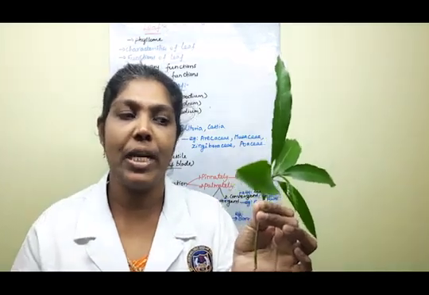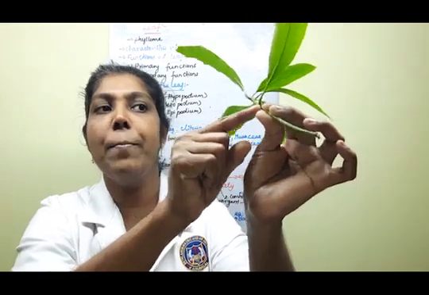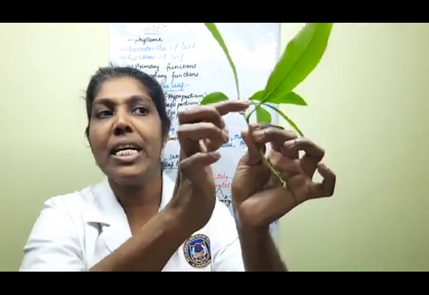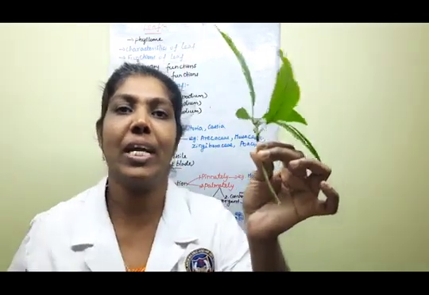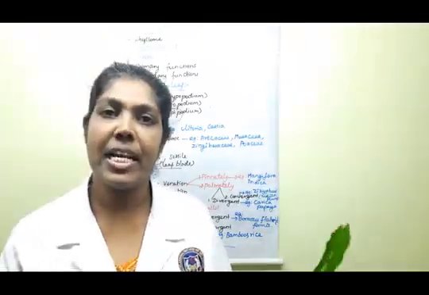Then, in the leaf there are three parts, children. The first one is the leaf lamina, or the leaf blade region. Then the stalk of the leaf is known as the petiole. Then the base of the leaf is the region attached to the stem. So these are the three major parts present. That's also one of the characteristic features of a leaf. Did you understand, children? Say yes or no?